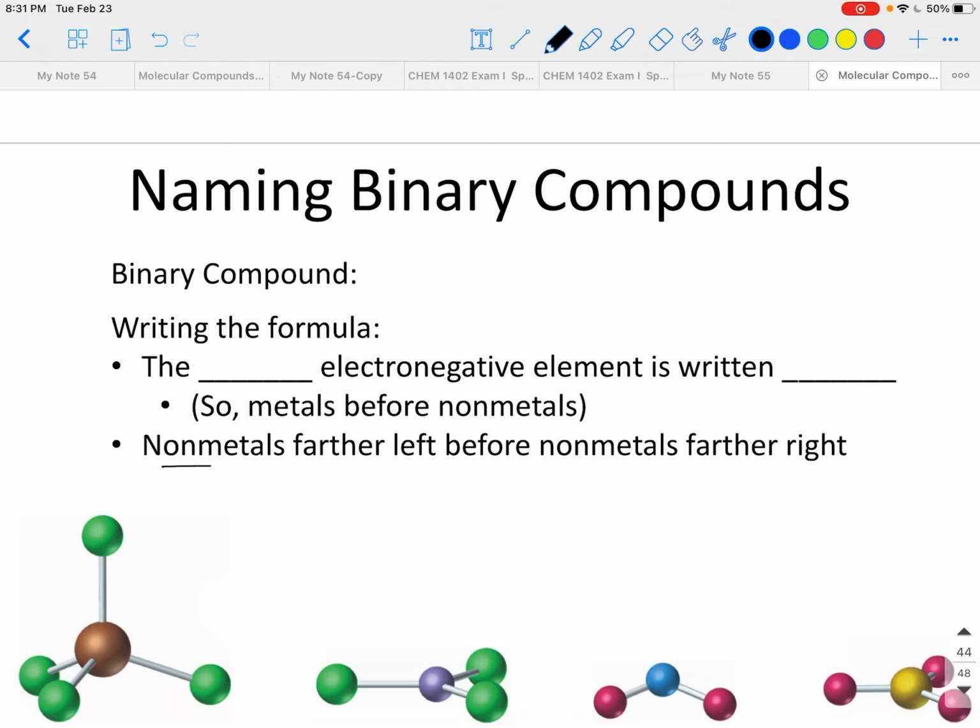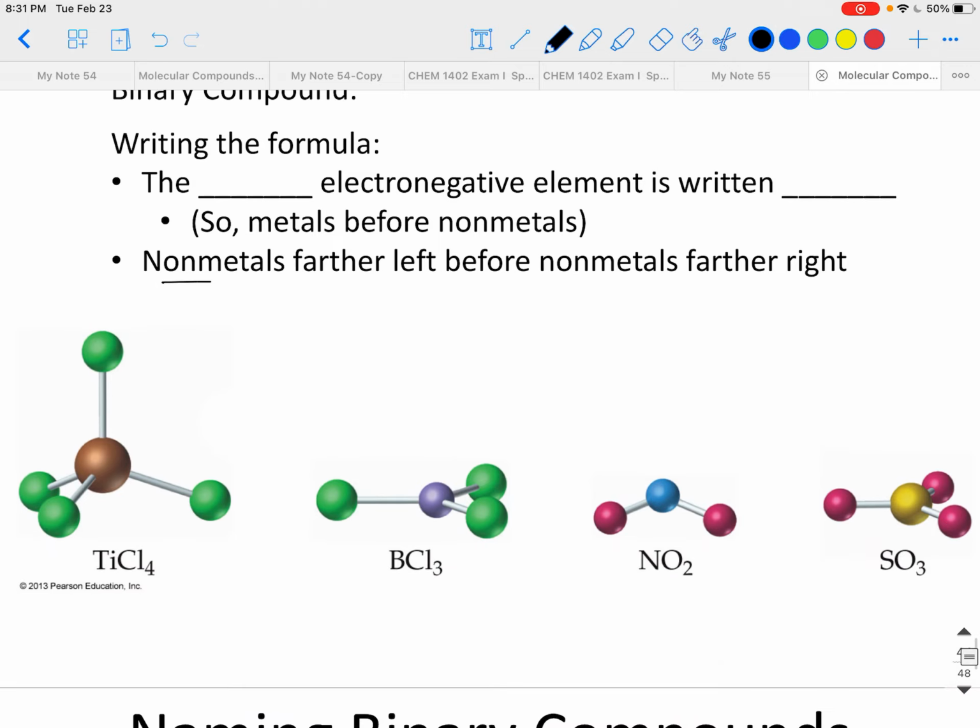Okay, we're going to finish the chapter 4 material, and we're going to talk about how to name binary compounds. So remember, we're talking about covalently bonded compounds, and the electrons are shared in the bonds, but what does binary stand for? That stands for a compound that contains two elements. So you're going to learn how to write the formula, and then also how to write the name for compounds that contain two elements, like you see down here below.